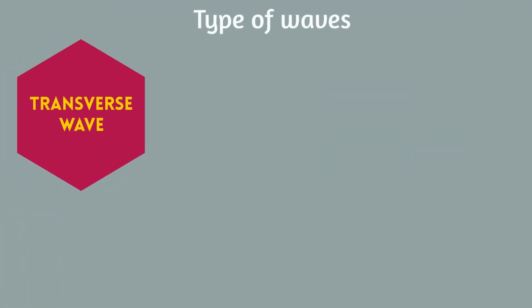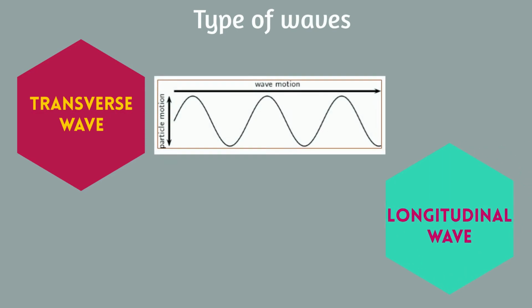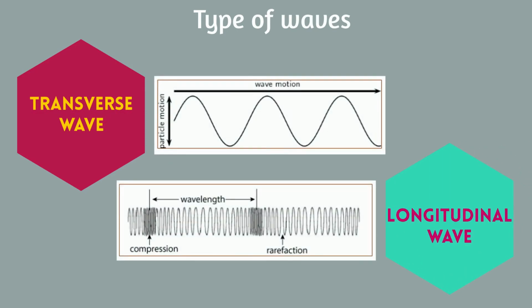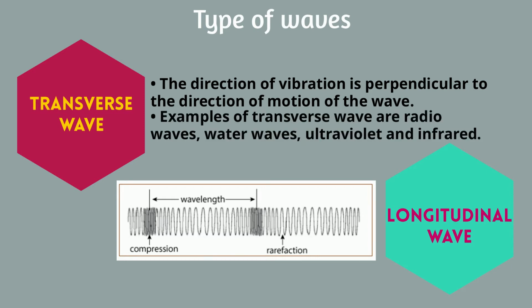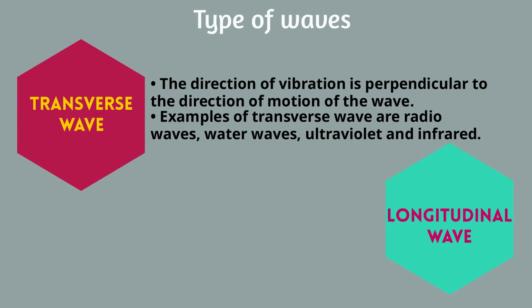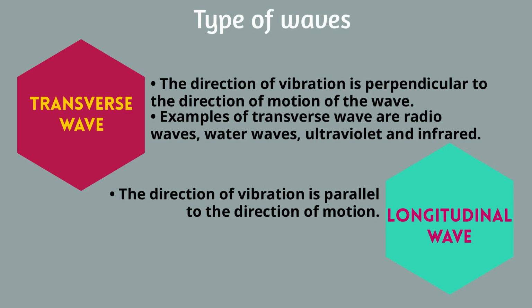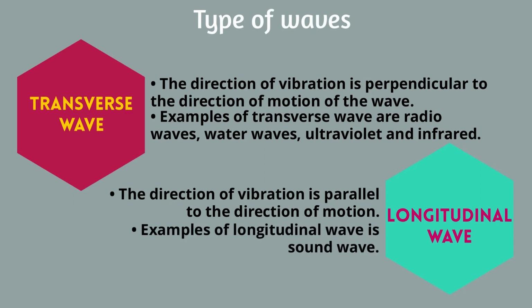Let's look at the two types of waves, transverse waves and longitudinal waves. In transverse waves, the direction of vibration is perpendicular to the direction of motion of the wave. Examples include radio waves, water waves, ultraviolet, and infrared waves. In longitudinal waves, the direction of vibration is parallel to the direction of motion. Examples include sound waves.